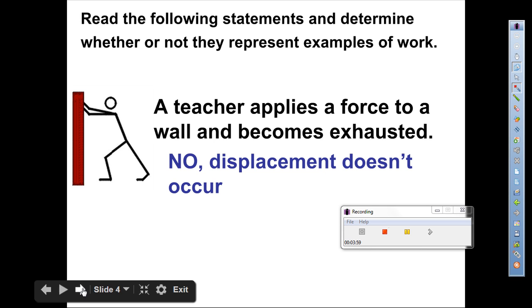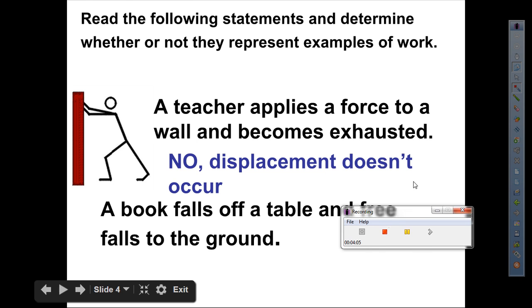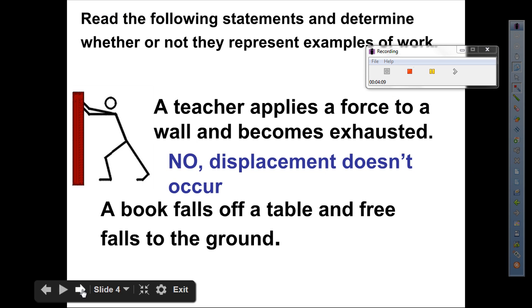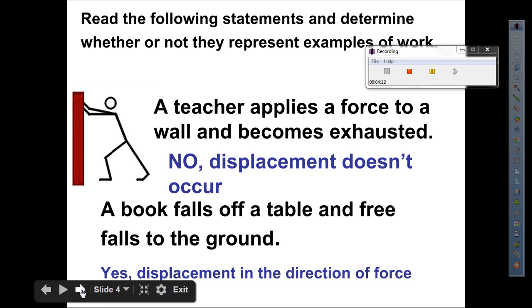Next statement is a book falls off a table and free falls to the ground. So gravity is doing work because there is a displacement in the direction of the force. Gravity is pulling it down, it's moving in that direction, so work is done.